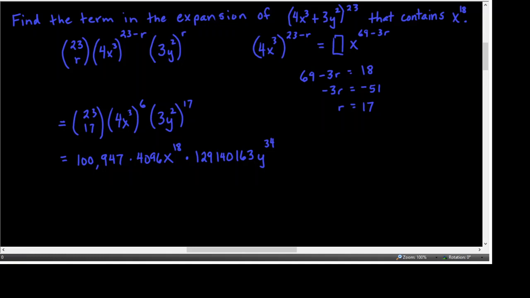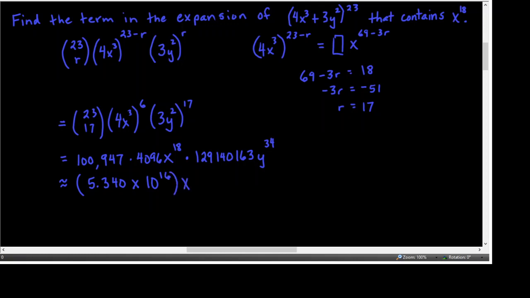And then multiplying those three numbers together, the 100,000 number times the 4,000 number times the 129 million number, gives you a number that makes your calculator go to scientific notation because it's that big. So notice I wrote approximately. And when you're rounding this, I want you to make the first part of the scientific notation correct to 3 decimal places. So round to 5.340, 3 numbers after the decimal, times 10 to the 16th. That's the coefficient.